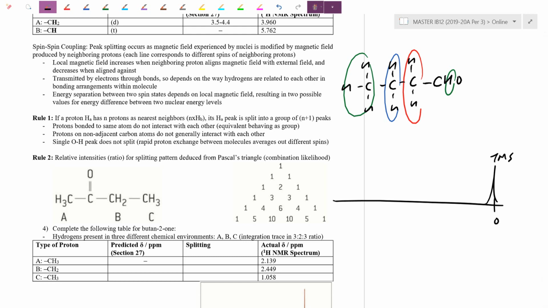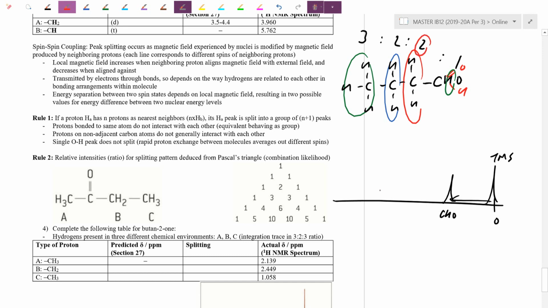In terms of numbers, my ratio is a 1 to 2 to 2 to 3 ratio. Again, I don't know exactly where these show up. I really should have looked it up, but let's say my CHO group, if it appeared here, it's going to be the peak of 1. I'm going to have this one CH2 because this is closer to the more electronegative group here. We would expect this one here to be shifted a little bit more downfield.